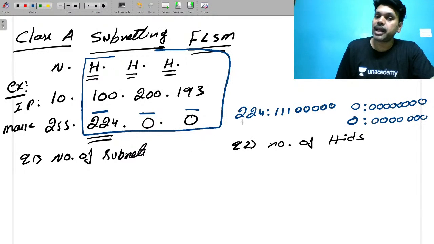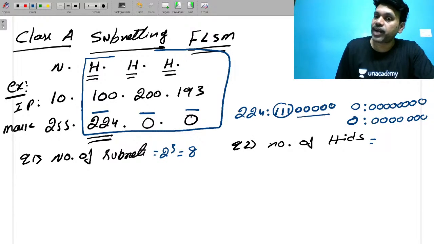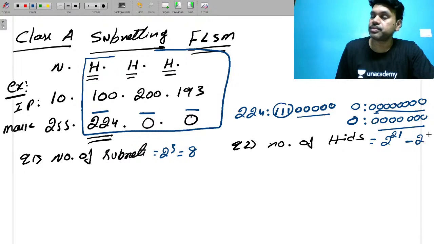Now tell me, the number of subnets depends on the number of ones. How many ones are there? 3 ones. So your answer is 2 power 3, which is nothing but 8 subnets. How many HIDs? 5 HIDs here, 8 HIDs here, 8 HIDs here. So 16 plus 5, 2 power 21 minus 2. These many HIDs you got.